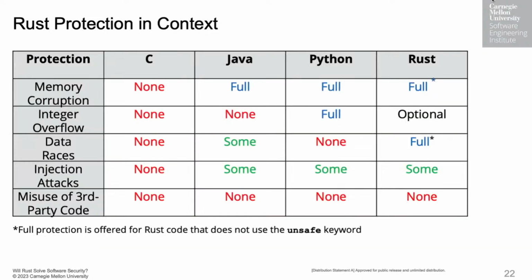So what I have here is simply an overview of the various classes of security problems. And as you can see, Java and Python provide a bit more security guarantees than C provides, and Rust provides a bit more on top of those, because again, the goal of Rust was to obtain the best of both worlds, the security that you get in Java and Python, but along with the performance that you get in C.